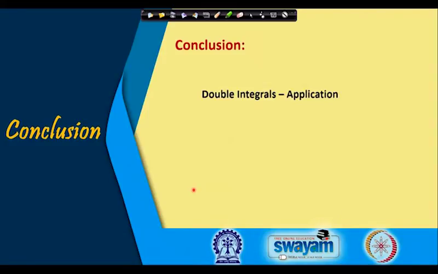So, we have seen another application of the double integral for the computation of the surface area, with the help of this simple formula, the square root of 1 plus z x square plus z y square, and dx dy. Only we have to be careful that the domain of this integral is the projection of that surface in the xy plane, or it could be in the yz or zx plane as well. Once we identify that projection, putting the limits will be much easier, and we can compute the integral.